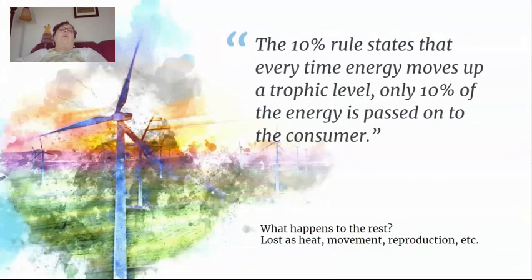So there is this rule for how much energy moves up from every step on the ladder to the next. And it is very easy to remember how much because it's right there in the name of the rule, the 10% rule. So every time energy moves up a trophic level, 10% of that energy is passed on to the consumer. When I eat a hamburger, I am getting 10% of the total available energy that the cow got from eating grass.